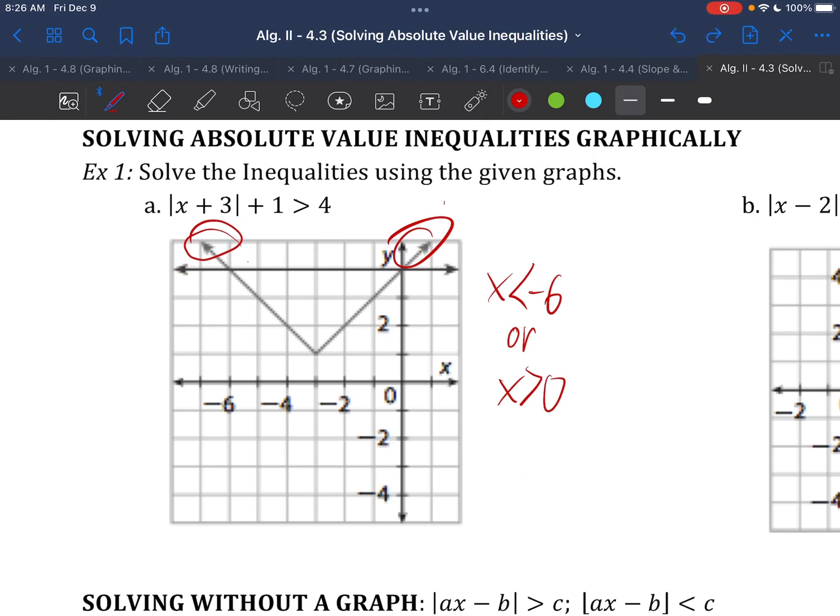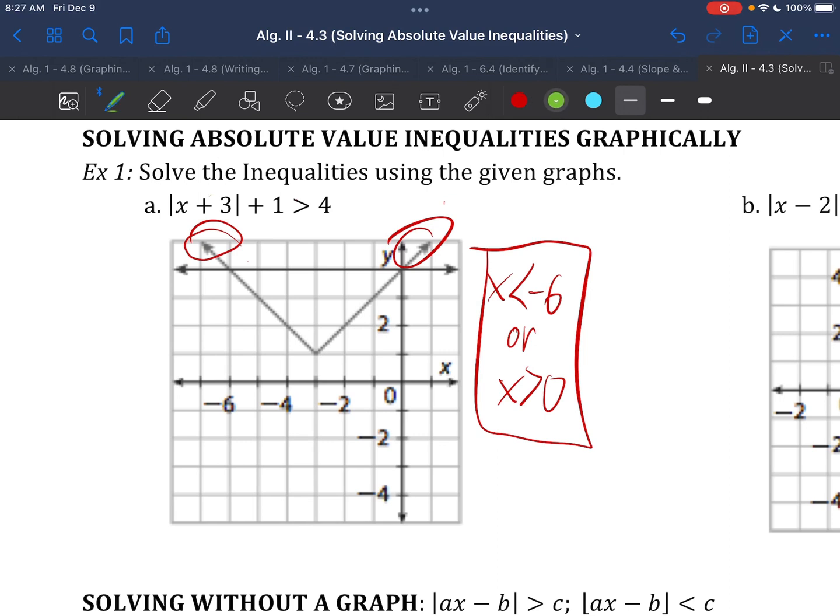But when it's to the left of negative 6, so less than, and when it's to the right of 0, so greater than, they are above that line of 4. So these would be our two answers: x is less than negative 6 or it's greater than 0. We don't put and on this one because they can't be both at the same time. X could be either one or the other.